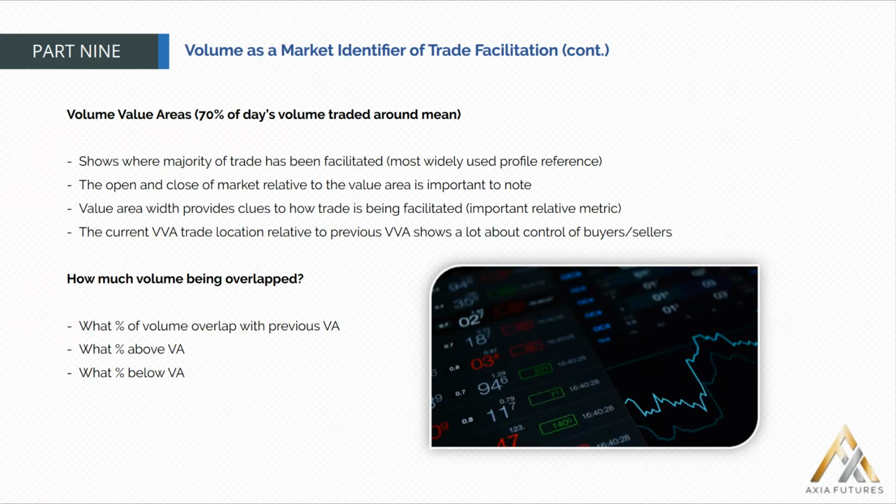Some of the things you can look at is what percentage of volume overlaps with the previous value area. If roughly 50% of today's value area is contained within the previous day's value area, versus maybe 25 or 10%, that's telling us the relative degree of overlap. Then it's important to understand what percentage of trade is being facilitated above the previous day's value area, or below it. Whilst these aren't necessarily that important, they can provide us with some very technical clues.